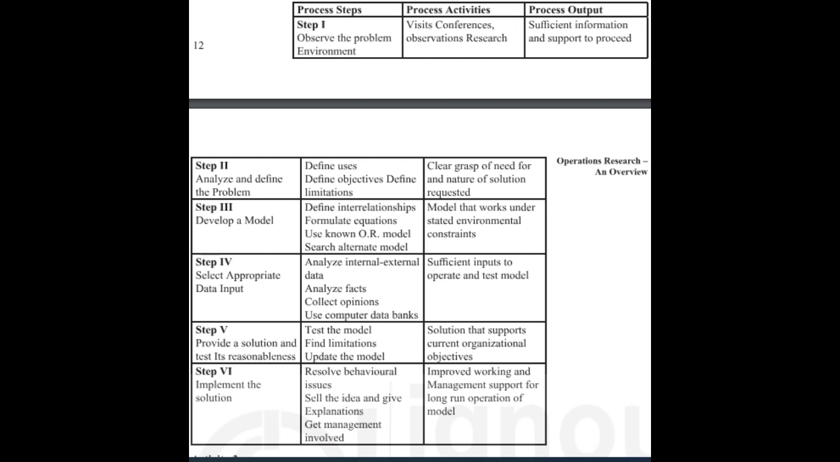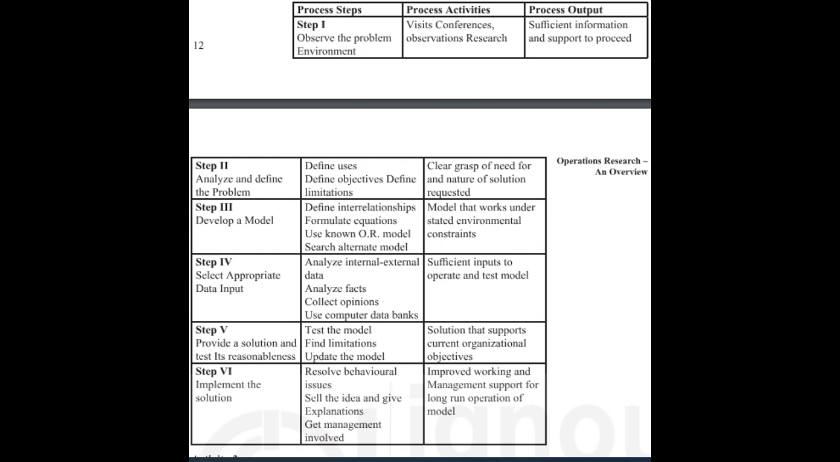Step 6. Implement the solution. Implementation of the solutions obtained in the previous step is the last step of our process. In OR, the decision making is scientific, but implementation of the decision involves so many behavioral issues. Therefore, the implementing authority has to resolve the behavioral issues. He has to sell the idea of use of OR, not only to the workers but also to the superiors.